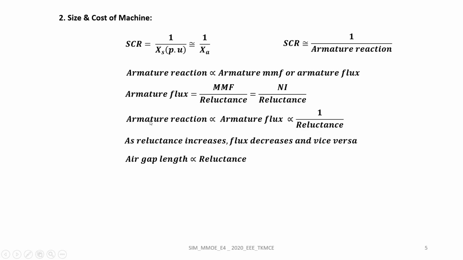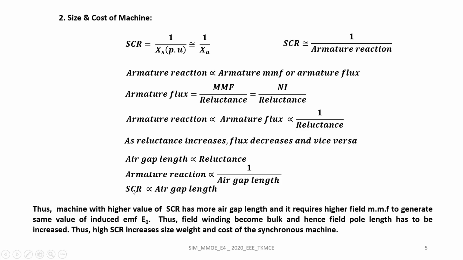By considering this, armature reaction is proportional to armature flux, which is proportional to 1 by reluctance, which is proportional to 1 by air gap length. From this we can conclude that armature reaction is inversely proportional to reluctance, that is, inversely proportional to air gap length. So as armature reaction is inversely proportional to SCR, which is proportional to 1 by air gap, SCR is proportional to air gap length.